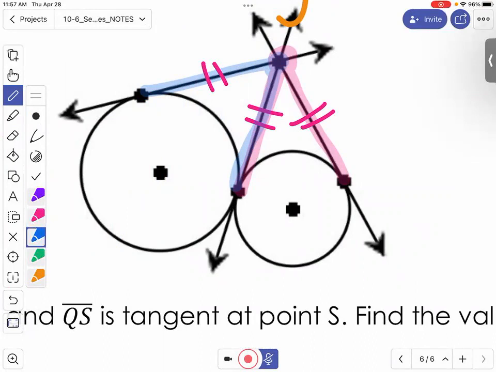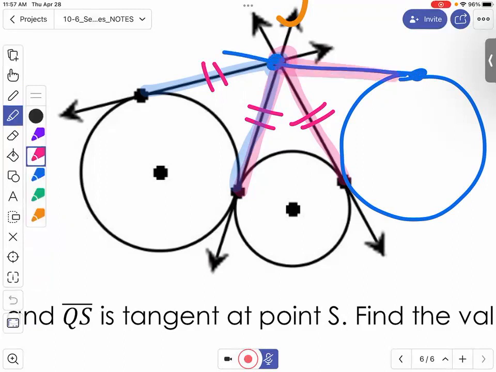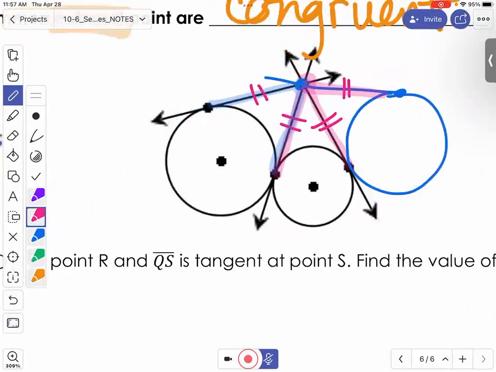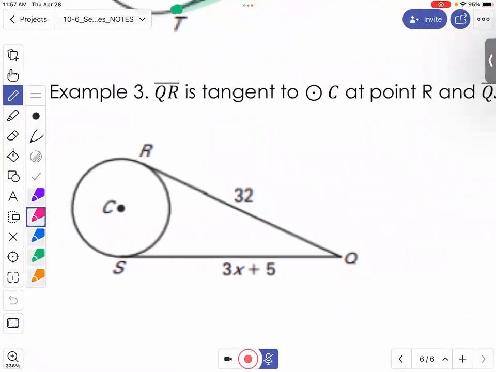If I added another circle, no matter the size of it, if this point of tangency intersects at the same place, it's going to have to be the exact same length as well, and it would have to be congruent. So no matter how many circles I add to this, no matter how big or how small they are, those lengths are going to have to be the same of those tangents if they intersect at the same place. So with that, let's look at example 3.